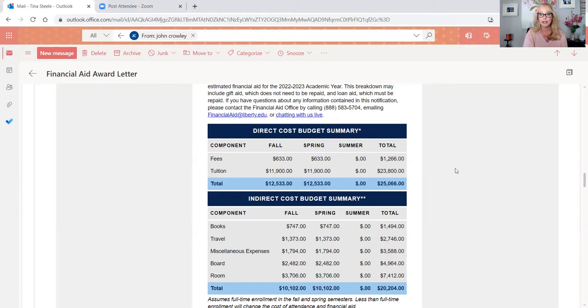Fees that are associated with every college, the tuition, which is the amount of money it's going to cost the student to take full-time classes. These fees can vary, and what you'll notice is the award is broken down into two different semesters, the fall semester and spring semester. Then below the direct costs, you'll see indirect costs.